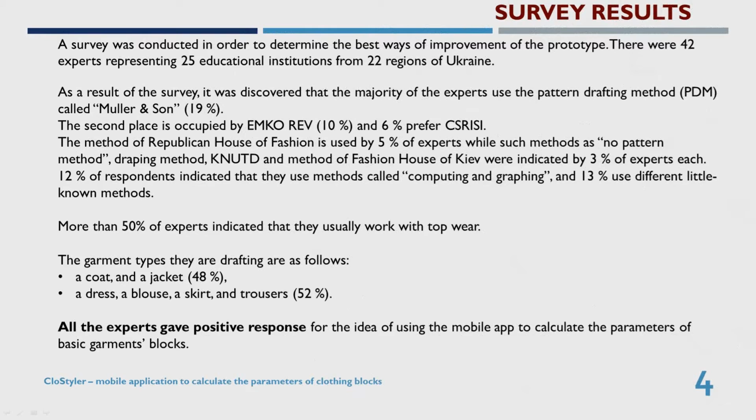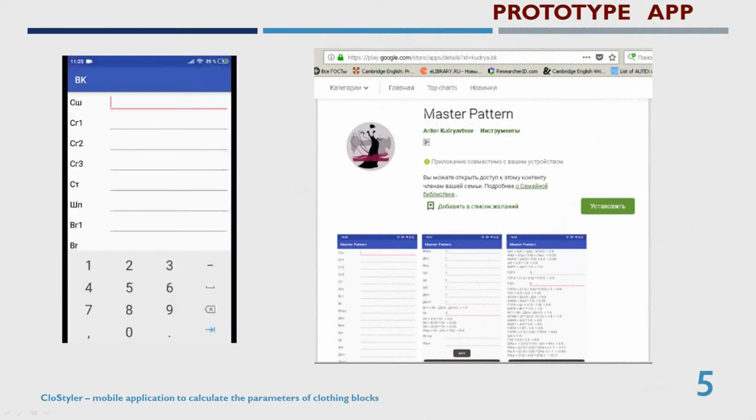Requirements for the app under development were formulated based on the results of the survey. We discovered the most popular pattern drafting methods. Among them are Miller & Son and Yemkorev. More than half of the experts group indicated that they usually work with top wear. All the experts gave a positive response to the idea of using a mobile app to compute the parameters of basic garment blocks. A prototype of the app was developed under the name Master Pattern. The computing in the prototype was given for a specific instruction of the clothing block pattern drafting and only for one instruction.